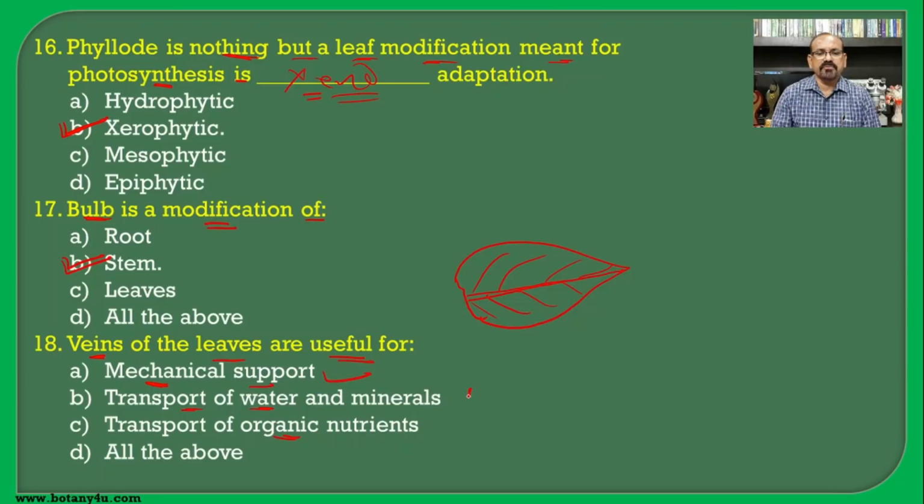So transport of water is the characteristic feature of the xylem, and organic nutrient transport is the function of the phloem, and mechanical support is a function of the xylem, which are present in the veins, and hence all the above become the answer for this question.